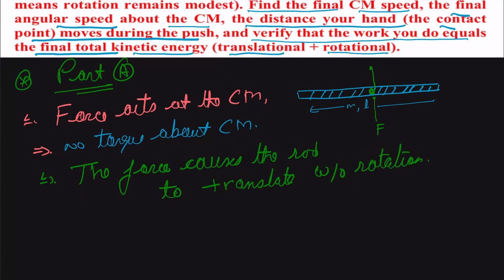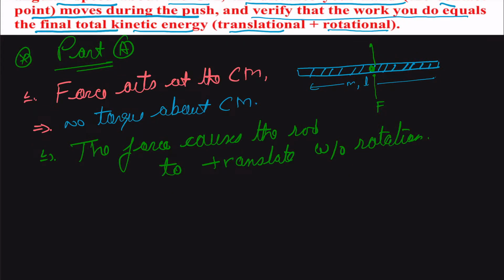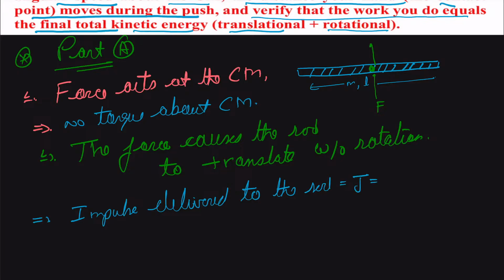So let us find the impulse with respect to the rod. Therefore, we can say that the impulse delivered to the rod, that is J, will be equal to F multiplied by time t, because the force is applied for the time t.